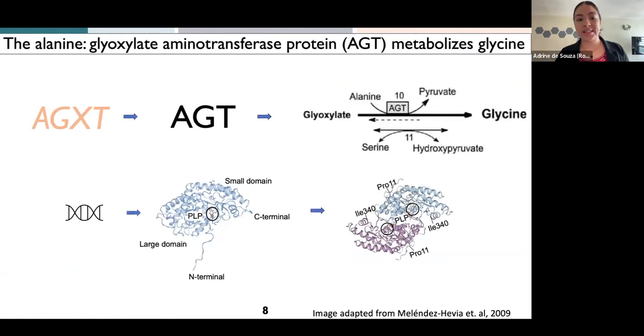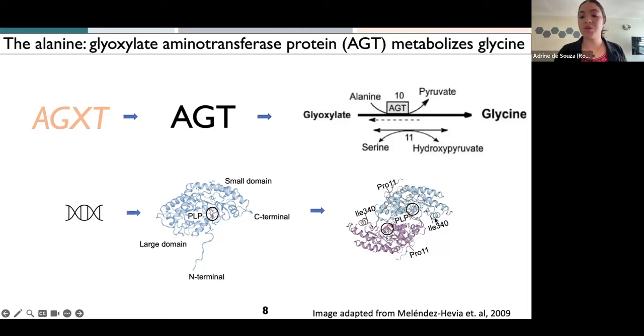The alanine glyoxylate aminotransferase is the AGXT gene and encodes for the AGT protein. Here I'm showing you the monomer of AGT that has an N-terminal domain, a large domain, small domain, and C-terminal domain. I'm also highlighting the cofactor binding sites. The active form of vitamin B6 is PLP, and it is actually a recommended treatment for patients that are affected with this lack of AGT. Once this protein dimerizes, it transforms glyoxylate and glycine in the liver peroxisomes.